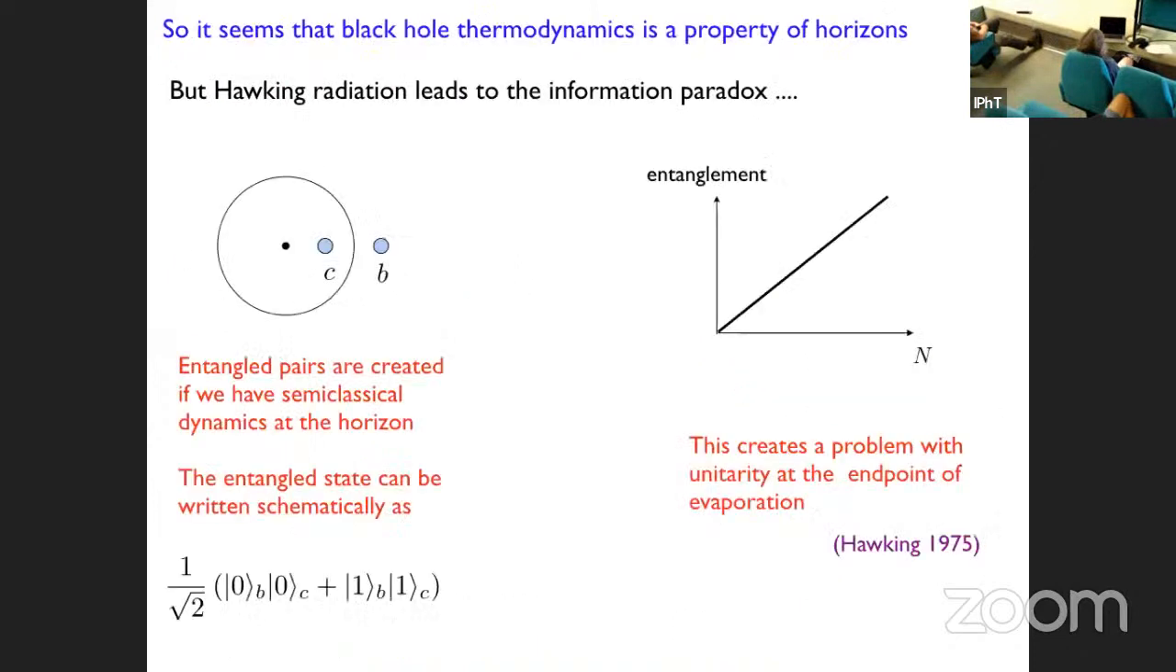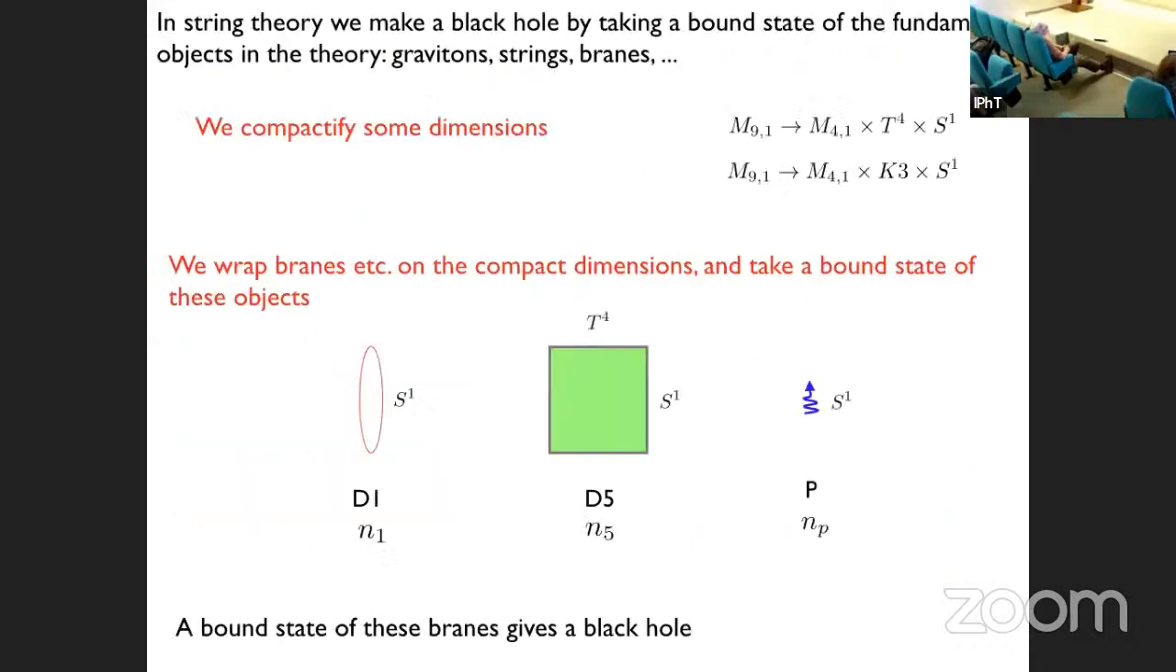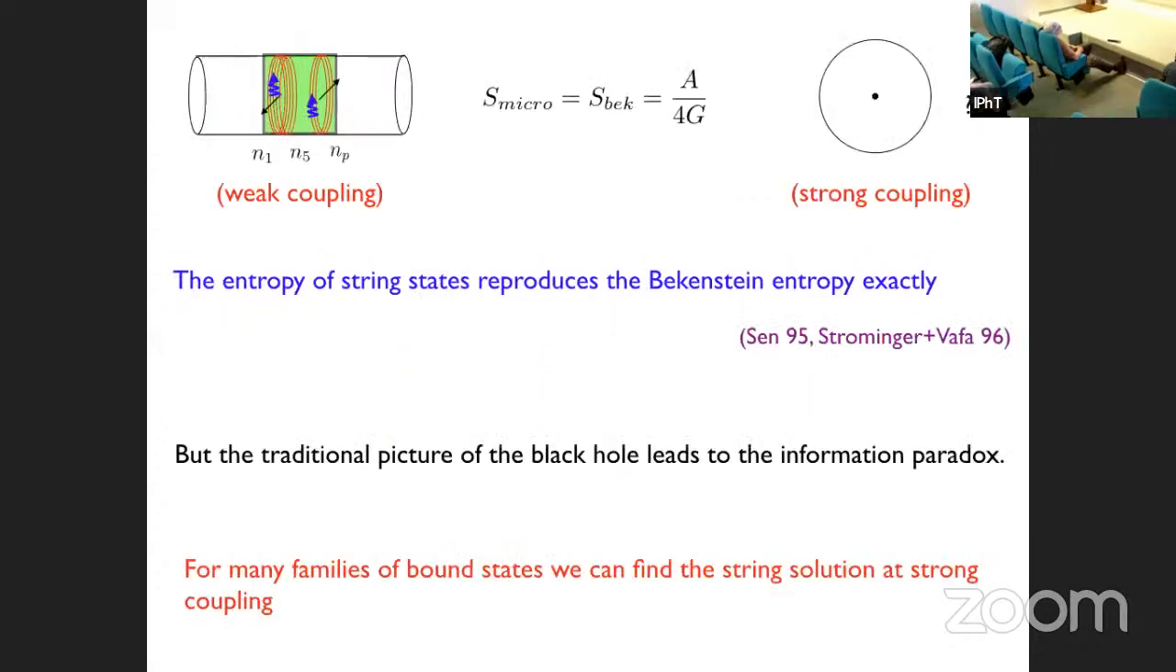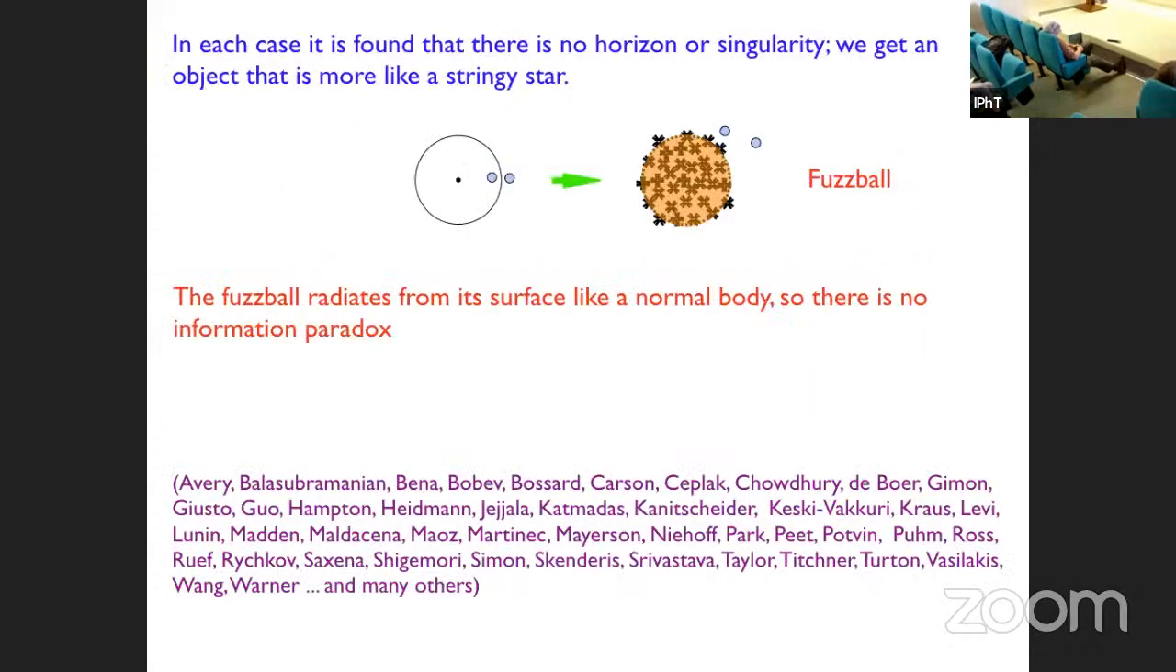Really apologize for that problem, but this is where I was. So we were just saying that if you have an entangled set of pairs, then you get an increasing entanglement and you get into the Hawking problem. So the problem is we seem to want the horizon to get black hole thermodynamics, but if you have a horizon, then you're going to get entanglement. So what are we going to do? In string theory, you actually find instead that you get fuzzballs, and then you don't actually have a problem.